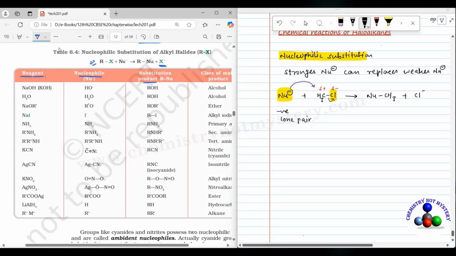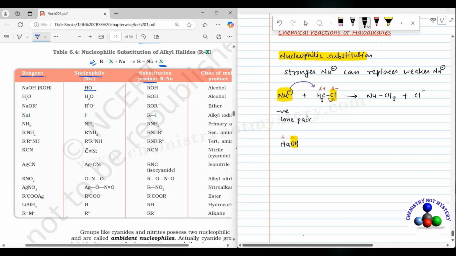So in the first place, NaOH or KOH is given. Now let's try to learn how to identify the nucleophile in the given reagent. So here it is given NaOH. And you know, sodium is a first group element, meaning it is a positively charged ion, and OH will carry a negative charge. And you know, nucleophiles are negatively charged ions or molecules containing a lone pair. So here OH negative is the nucleophile. So in NaOH, the nucleophile is OH negative.